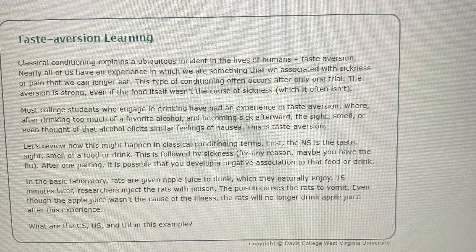In the basic laboratory, rats are given apple juice to drink, which they naturally enjoy. 15 minutes later, researchers inject the rat with poison. The poison causes the rats to vomit. Even though the apple juice wasn't the cause of the illness, the rats will no longer drink apple juice after this experience. What are the CS, US, and UR in this example?